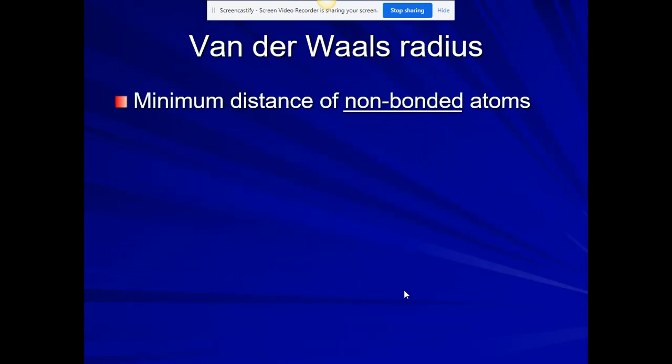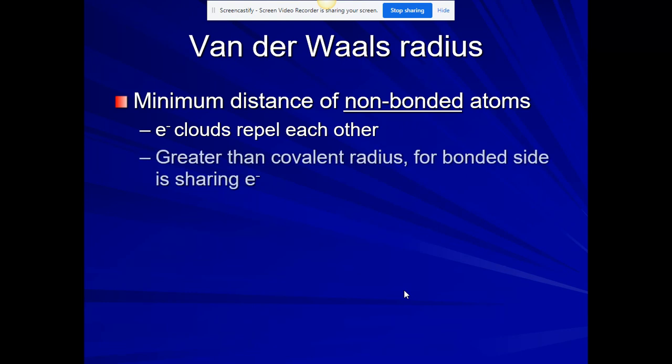Now, remember the van der Waals. That's the back side, the non-bonded side. Just keep in mind that those are going to be slightly greater than the shared side, okay? Because electrons are going to be repelling one another, they're going to be forced closer together on the bonded side. That makes sense. So the back side is going to bulge out.